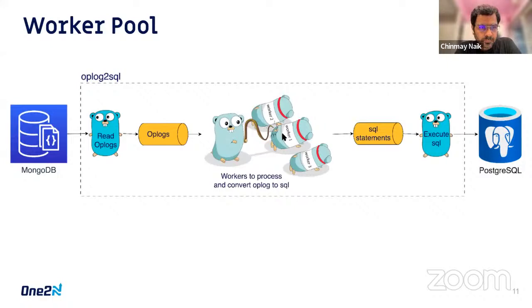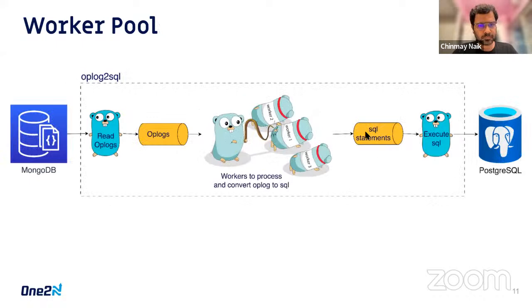So as I said, we need to make a concurrent program, right? So how about if we add a worker pool? We know what work we need to do: the parser. Whatever the parser is doing, it's just transforming one oplog into SQL statements, right? If we have a worker pool where multiple workers do that same repetitive work, then definitely it will be more performant, right?